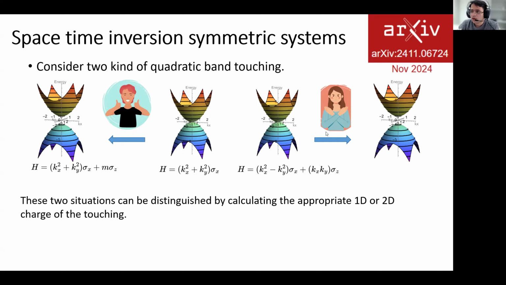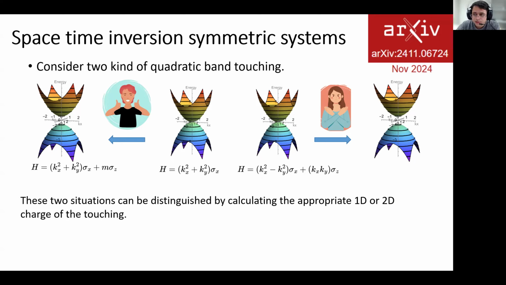But there is another type of system which we call topological quadratic band touching. Here it is difficult, because we cannot add sigma y and we cannot gap out this touching. We can split it, for example, into two Dirac cones, but we cannot gap it out. So the question is how we can distinguish such situations.